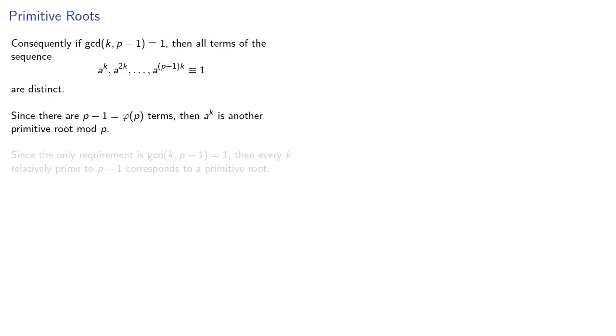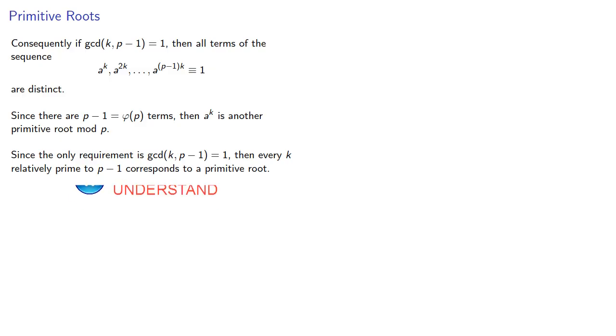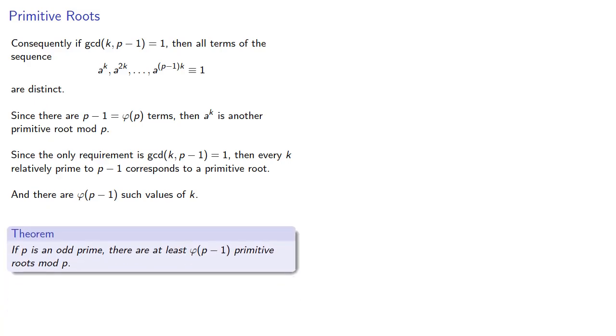And since the only requirement is the greatest common divisor of k and p minus 1 is 1, then every k relatively prime to p minus 1 corresponds to a primitive root. And there are phi of p minus 1 such values of k. Consequently, if p is an odd prime, there are at least phi of p minus 1 primitive roots mod p. At this point, the question to ask is, could there be even more primitive roots?